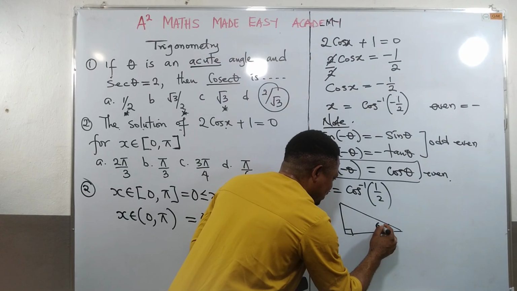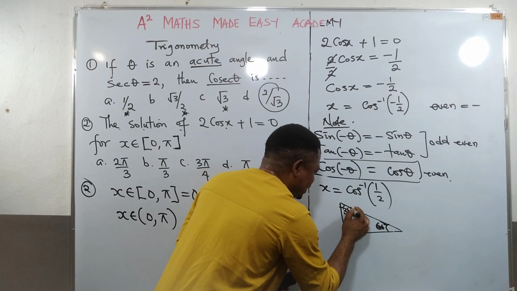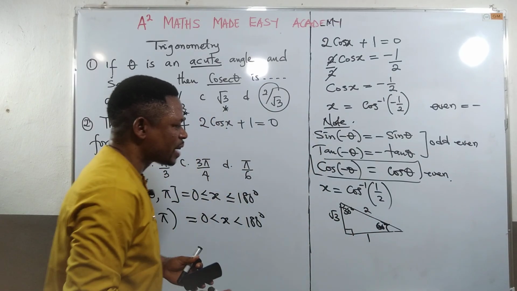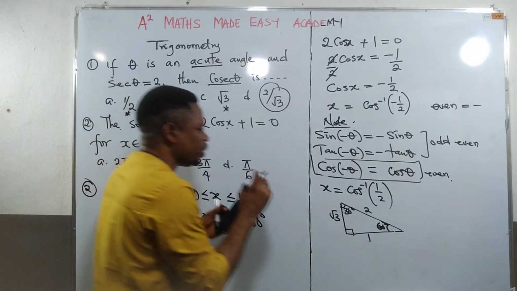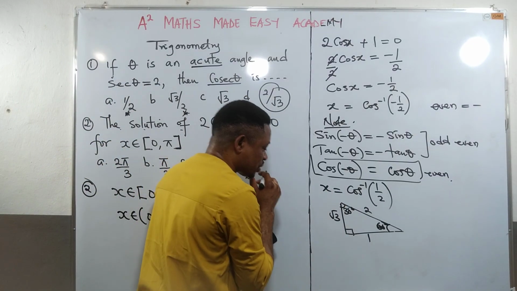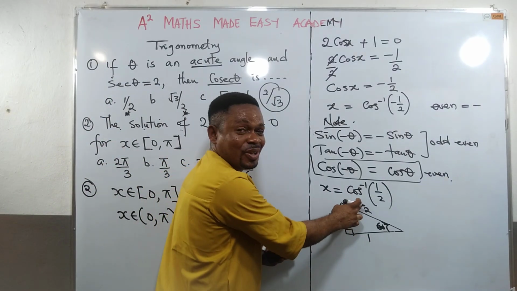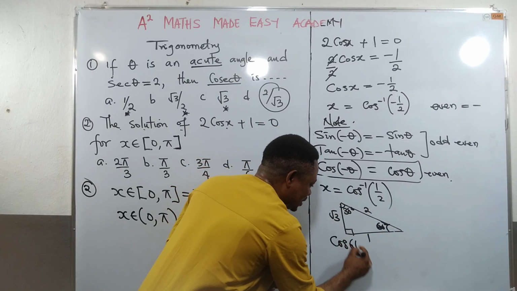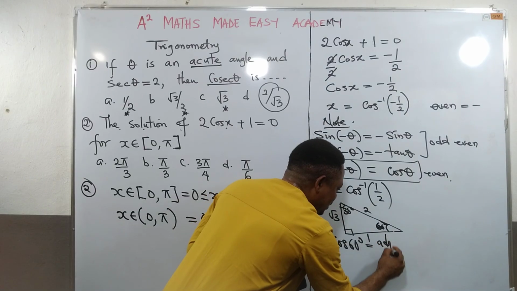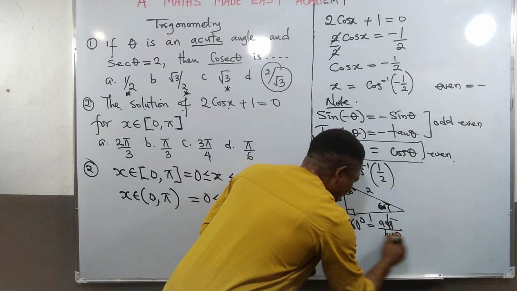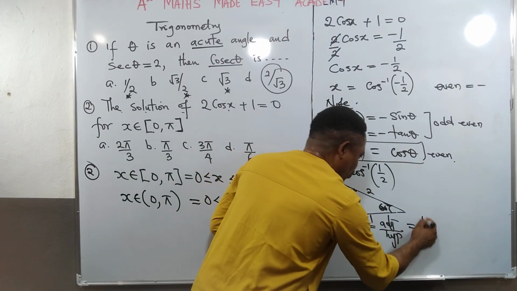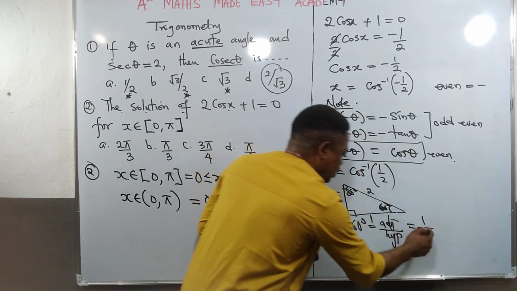Call this x. Call this 60 degrees. Call this 30 degrees. This is 3, this is 2, and this is 1. Can you observe something here? We're looking for cos, right? Cos is adjacent over hypotenuse. So I will use 60 degrees and say cos 60 degrees is adjacent all over hypotenuse. Then what is the value of adjacent? Adjacent is 1, and hypotenuse is 2.